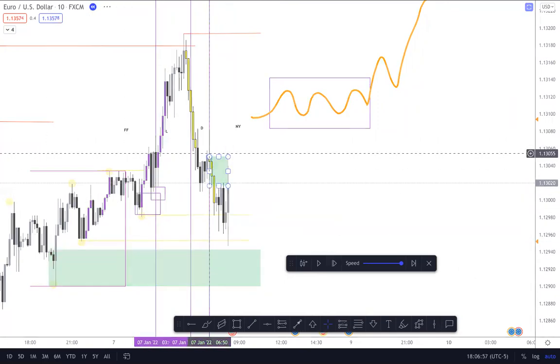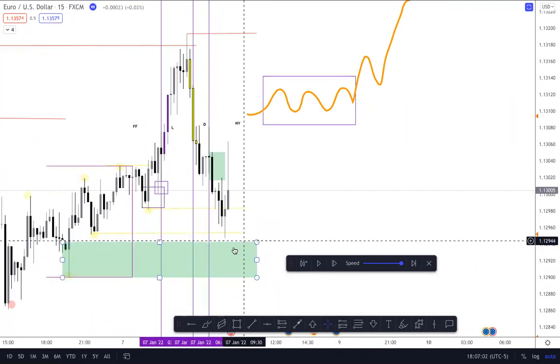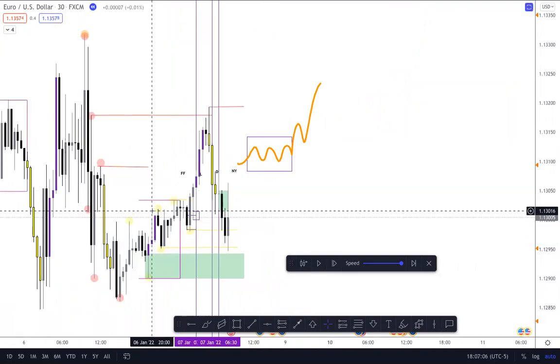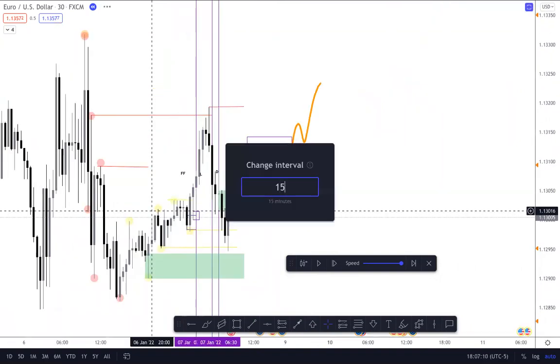What I need to check is on the 15-minute, is my POI big enough? Did we tap this right here on another time frame? That's what I need to understand. Doesn't look like we did.